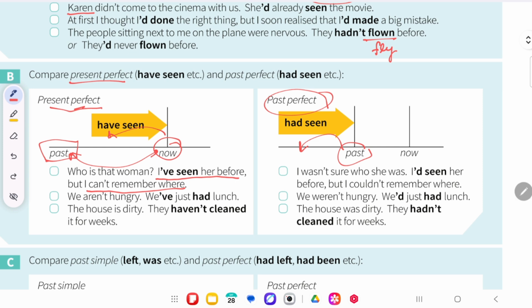We have just recently completed. The house is dirty. They haven't cleaned it for weeks.